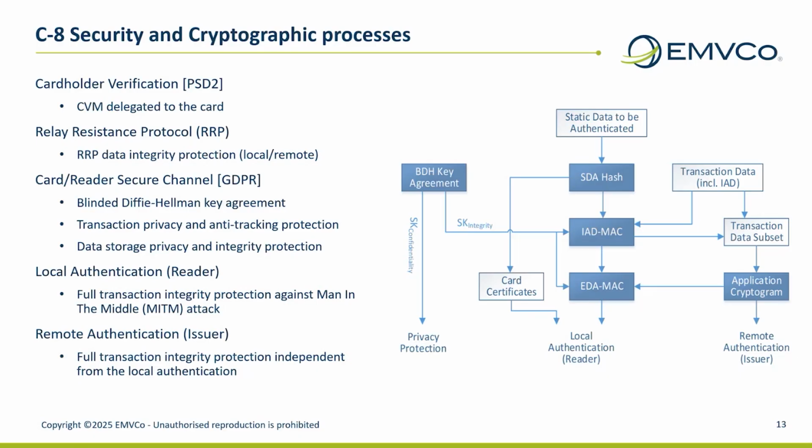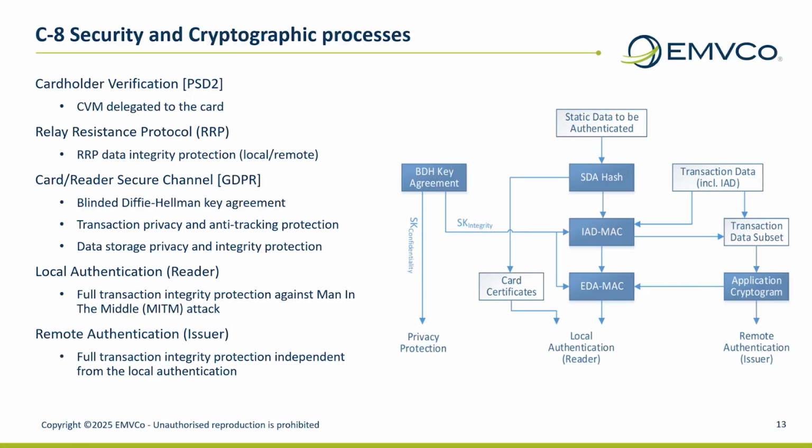into the card online application cryptogram calculation, thereby providing the issuer with integrity assurance of all the local transaction data rather than only a small subset of it. So this means that if the data has been tampered with, then the application cryptogram verification will fail. In other words, remote authentication is then able to protect against any fraudulent manipulation of the local data exchange, and especially attacks that try to subvert the relay resistance protocol.